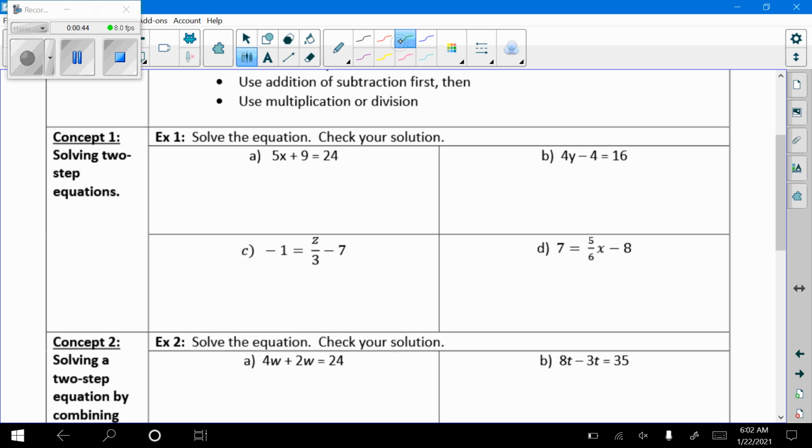So let's line down the middle, and we're really going to look at the side of the variable. Is there any addition, subtraction? If so, we're going to undo it. So we're going to inverse operate the minus 9, and we get 5x is equal to 15. And then we're going to divide by 5 to get x equals 3.